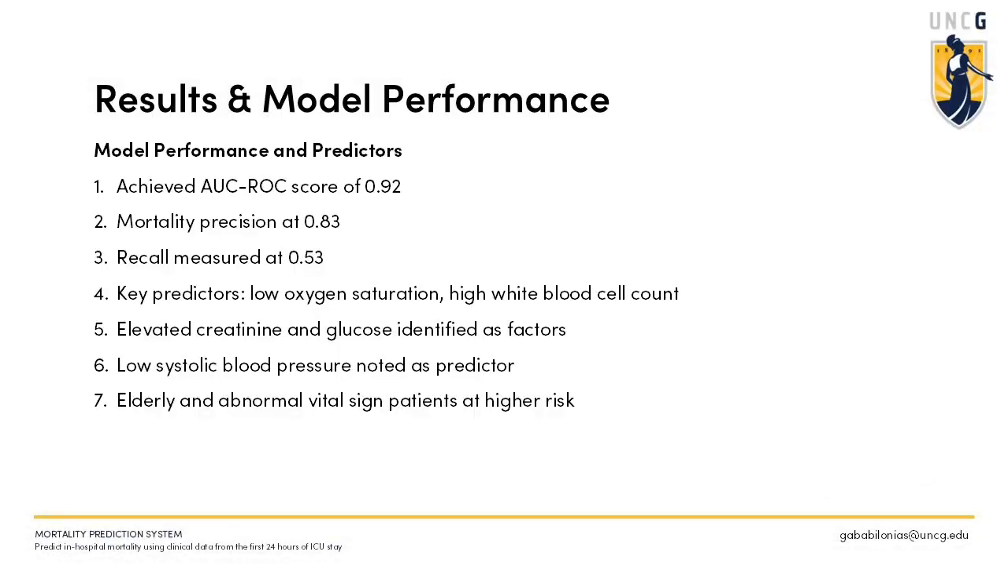Results and model performance. Now, the results. Our model achieved an AUC-ROC score of 0.92, indicating strong ability to distinguish between survivors and non-survivors. Mortality precision was 0.83, and recall was 0.53. The top predictors were low oxygen saturation, high white blood cell count, elevated creatinine and glucose, and low systolic blood pressure. Elderly patients and those with abnormal vital signs were at much higher risk, aligning with established medical knowledge.